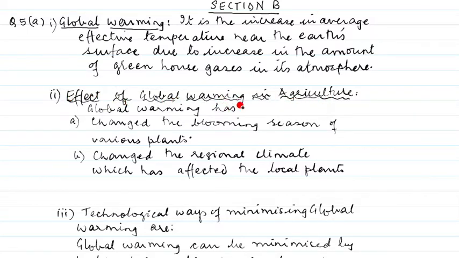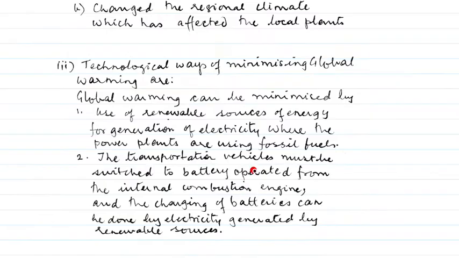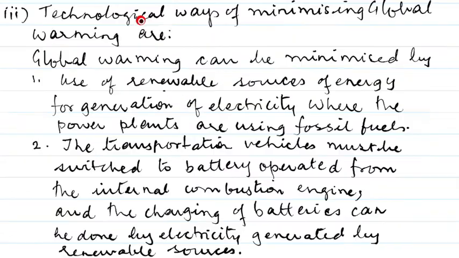So the global warming has changed the blooming seasons of various plants. So the fruiting will be at different time intervals. B, it has changed the regional climate and that has affected the local plants. So that of course is going to impact the agriculture. Third subpart says state 2 technological ways to minimize global warming.